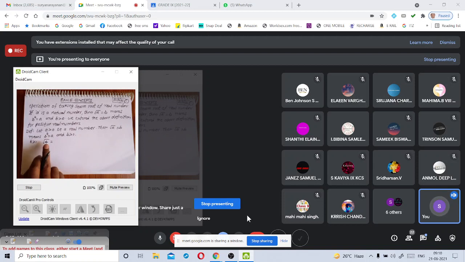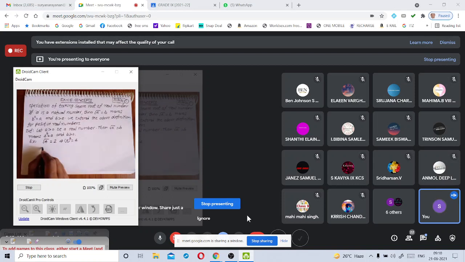For example, square root of 4 is equal to 2. Square root of 4 means positive square root only. Here we are taking only the positive square root. That implies 2 square is equal to 4.